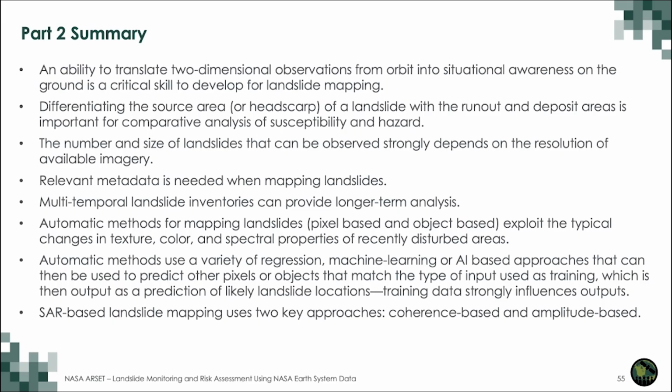Multi-temporal landslide inventories can provide longer-term analysis. Automatic methods for mapping landslides, such as pixel-based and object-based, exploit the typical changes in texture, color, and spectral properties of recently disturbed areas. Automatic methods use a variety of regression, machine learning, or AI-based approaches that can be used to predict other pixels or objects that match the type of input used as training, which is then an output as a prediction of likely landslide locations. Training data strongly influences outputs. And SAR-based landslide mapping uses two key approaches, coherence-based and amplitude-based.